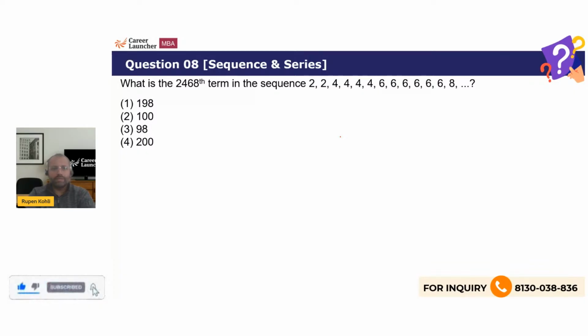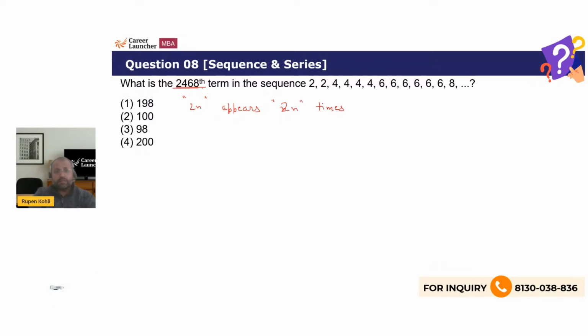Sequence and series. What is the 2468th term in the sequence 2, 2, 4, 4, 4, 4, 6, 6, 6, 6, 6, 6, dot dot dot? What is the sequence? 2 comes twice, 4 comes 4 times, 6 comes 6 times, 8 will come 8 times, 10 will come 10 times, 12 will come 12 times. The number 2n appears 2n times. Right? 2 appears twice, 4 appears 4 times, 6 appears 6 times, and so on.